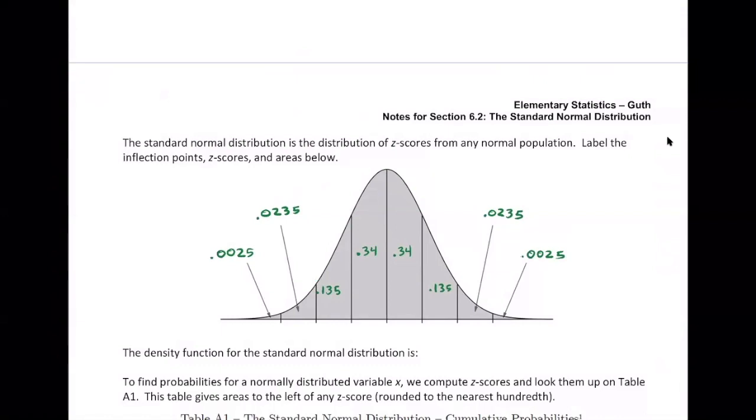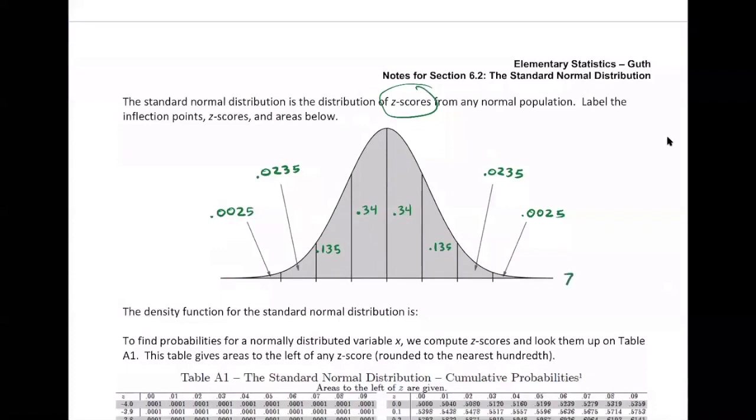Okay, but this one's a distribution of z-scores. Remember the z-scores, if this distribution is z, then z goes from 0 in the middle, that's the mean, and the standard deviation of z-scores is 1, we said. So you can just go 1, 2, 3 like that, and negatives on the left. And that's what's called the standard normal distribution.